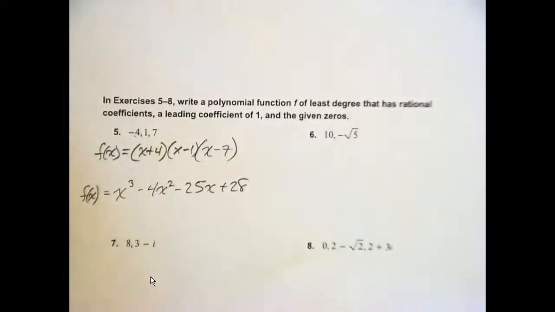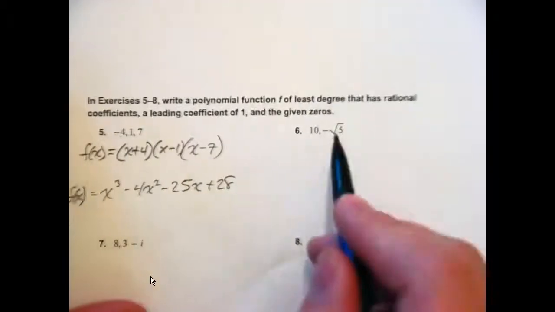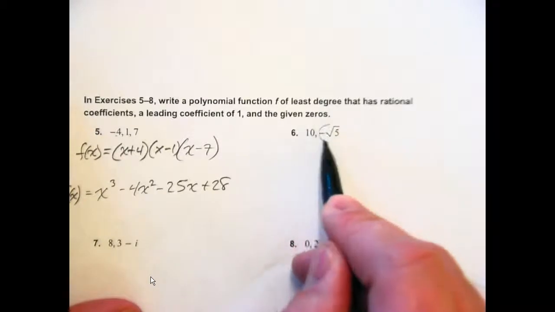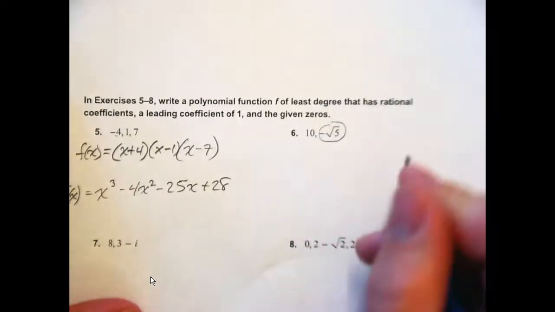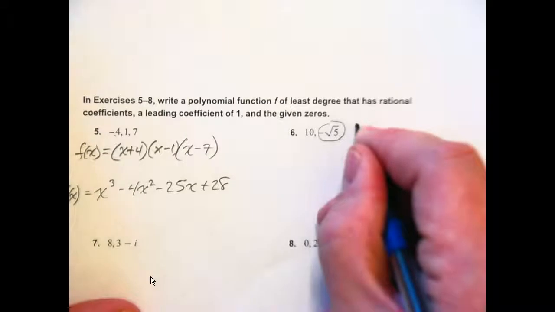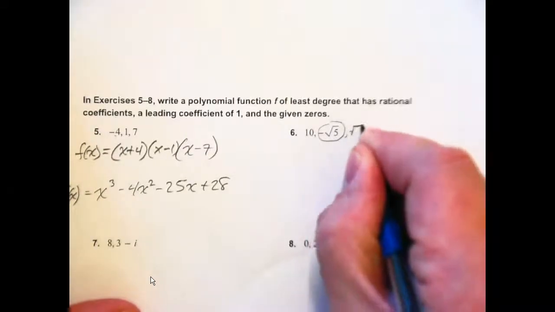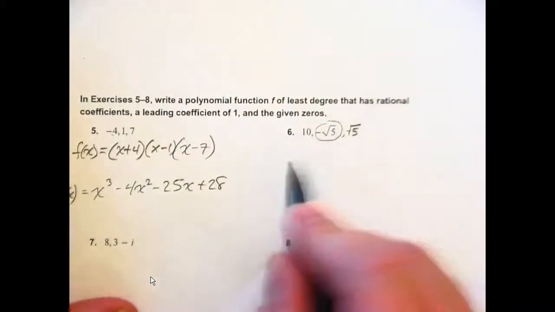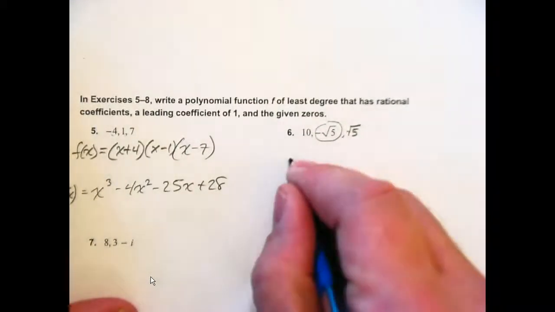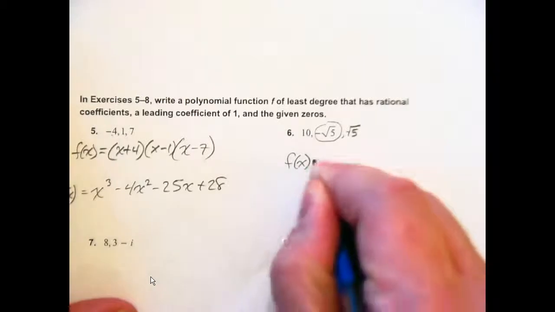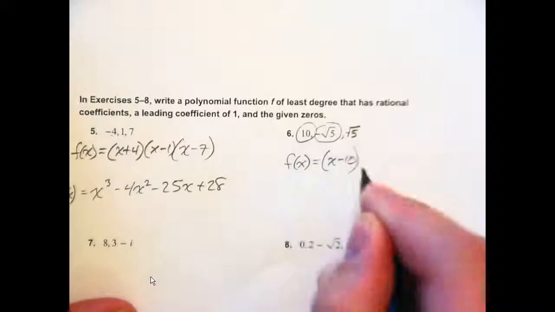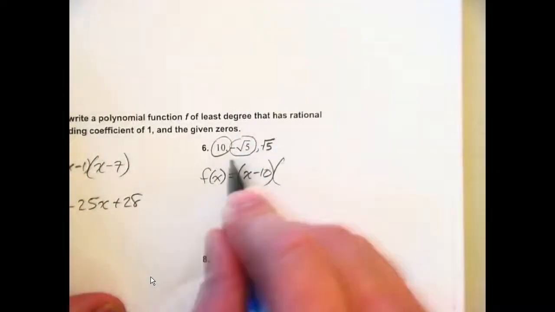This is something we've already covered. We went through a theorem that said if you have a negative root 5 as a solution, you also have a positive root 5 as a solution. So that means this is going to be a third degree because there are 3 different zeros. This is f of x equals, we have the x minus 10, but then we have to figure out what we're multiplying that by, and that quadratic gives us these 2 pieces.